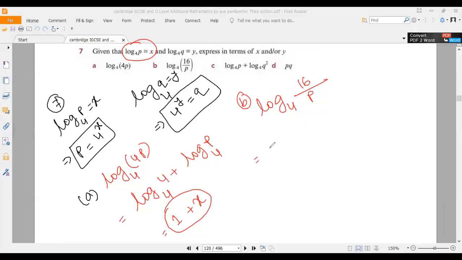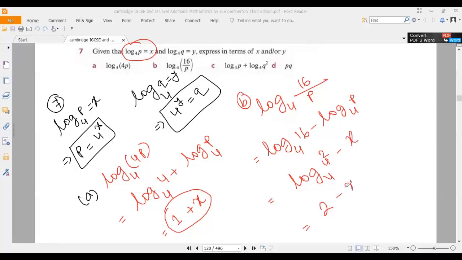Number b. Log base 4 of 16 by p. Since there is a division, we have to subtract. Use the subtraction formula: log base 4 of 16 minus log base 4 of p. Log base 4 of 16, that will be log base 4 of 4 square, minus log base 4 of p equals x. So 2 should come first, and log base 4 of 4 equals 1. So 2 minus x will be the answer of this one.